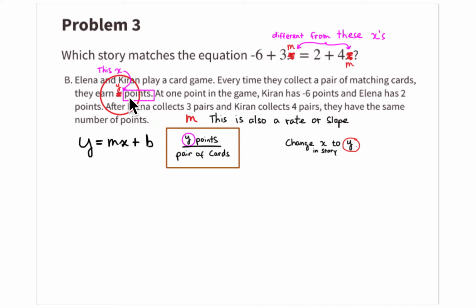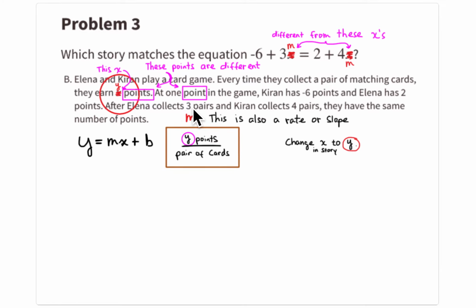But notice that this x is different from these two x's. And just as a language issue, if you're teaching students who are learning English as a second language, you have points here. That's a different definition of points. And you have at one point here. That's a moment in time. So it's using a different definition for these two words, these two points. So you want to stay away from that. So I rewrote the problem to stay away from that.